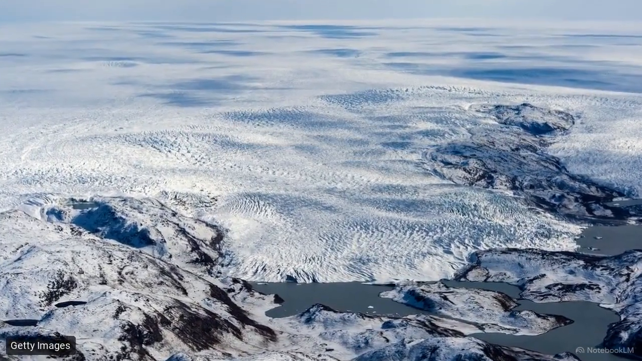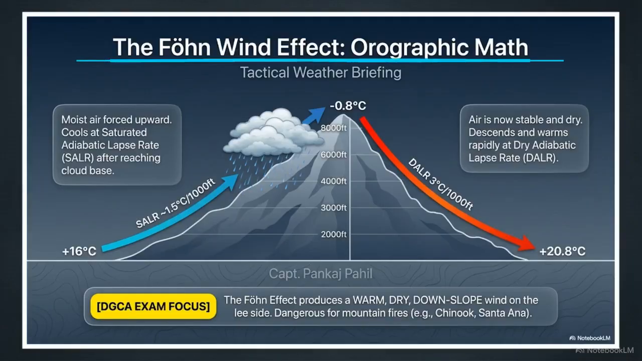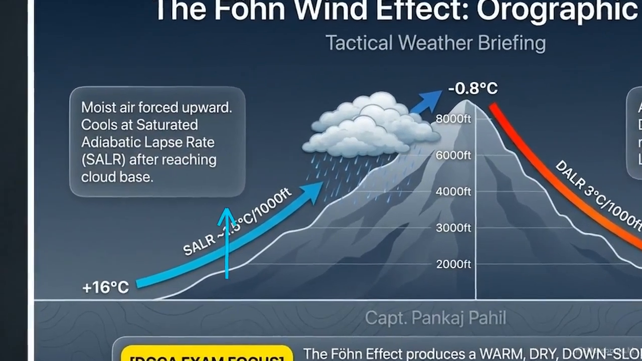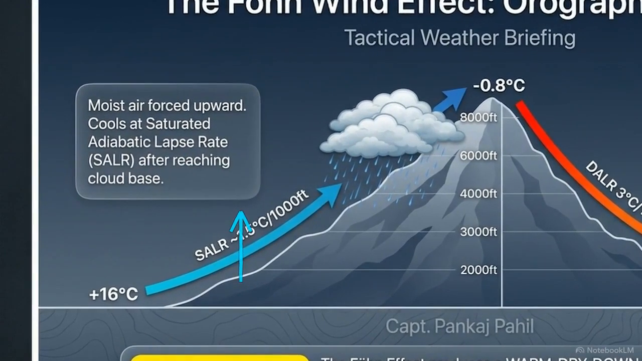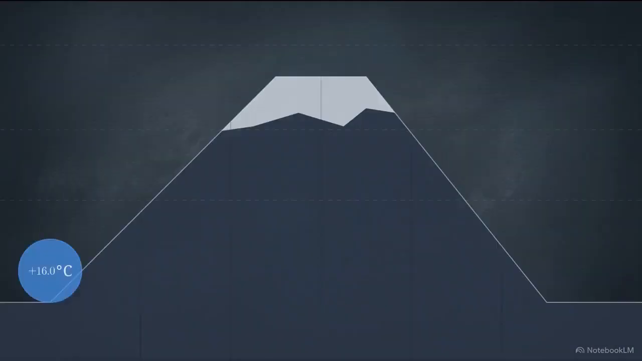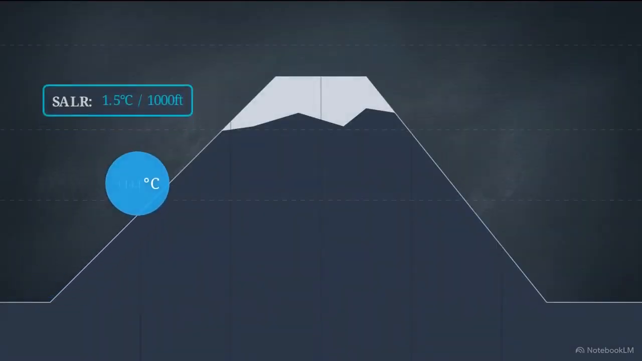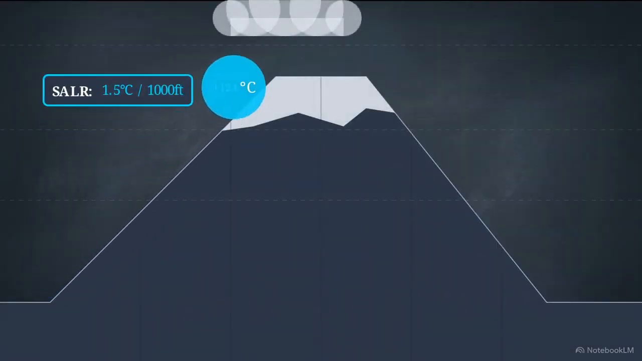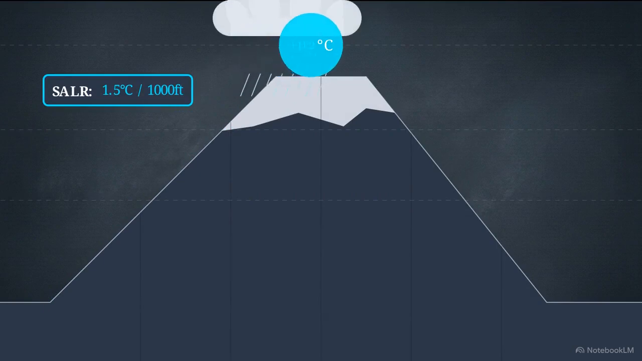This orographic profile outlines the Föhn effect, one of the most frequently tested thermodynamic systems in aviation meteorology. As moist air is forced up the windward slope, it expands and cools. Once it reaches its dew point, it forms clouds and drops precipitation, cooling at the saturated adiabatic lapse rate of roughly 1.5 degrees Celsius per 1,000 feet. Stripped of its moisture, the air crests the peak.